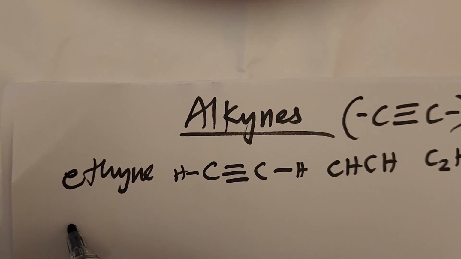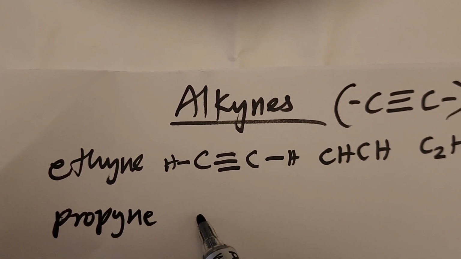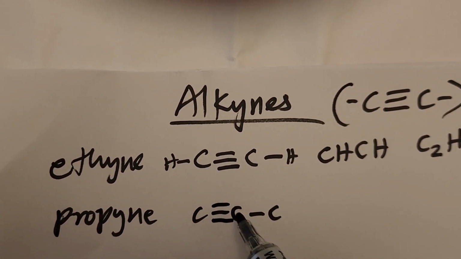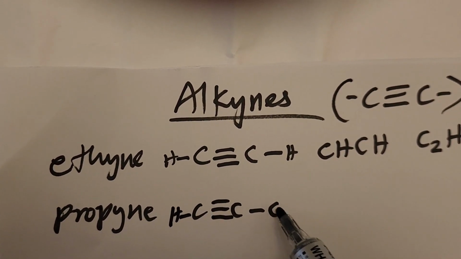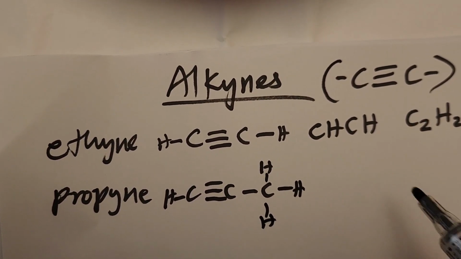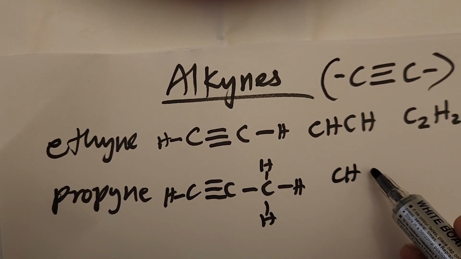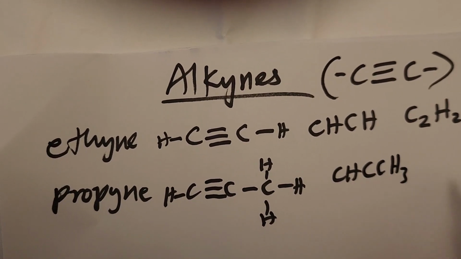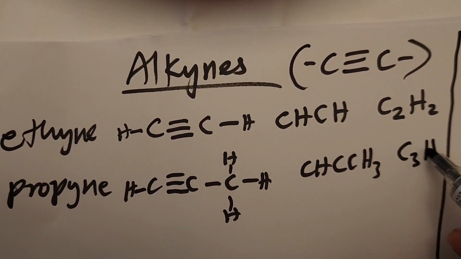The second member will be propyne. This will be prop, carbons 1, 2, 3. Therefore, I must have a triple bond somewhere, either here or here, which is the same, so the carbon atom will be number 1. And then I will have the 3 hydrogens here. The condensed formula will be CH, C, and then CH3, and the molecular formula will be C3H4.